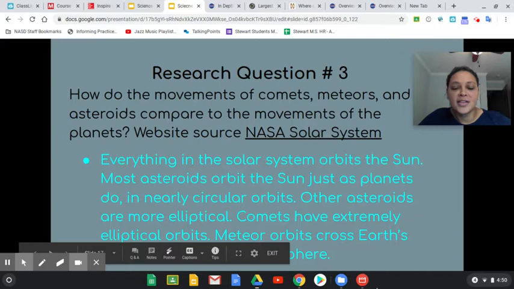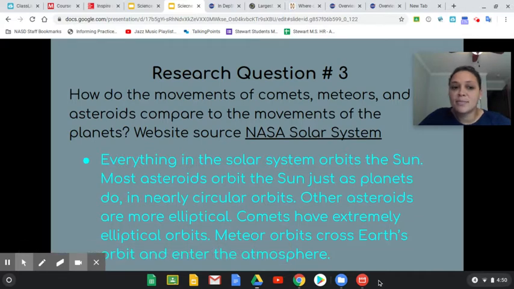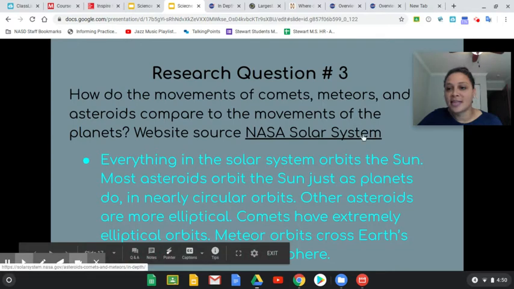It says everything in the solar system orbits the sun. Most asteroids orbit the sun just as planets do in nearly circular orbits. Other asteroids are more elliptical. Comets have extremely elliptical orbits. Meteor orbits cross Earth's orbit and enter the atmosphere. And so that just summarizes what I found on this website to be able to answer my question.